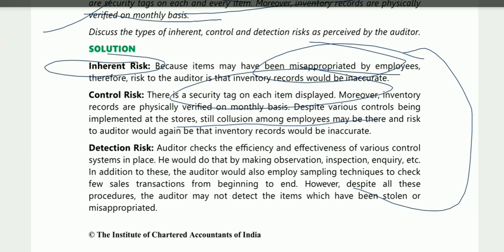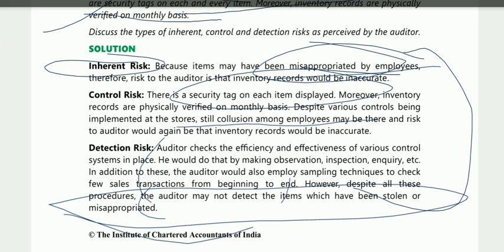The auditor checks the efficiency and effectiveness of various control systems in place. He would do that by making observation, inspection, inquiry. In addition to these, the auditor would also employ sampling techniques to check a few transactions from beginning to end. So what is he doing? He is doing the audit procedure. However, despite all these procedures, the auditor may not detect the items which have been stolen or misappropriated. So this is the misappropriation they are talking about here. And collusion means collusion with outsiders. So despite this, if the employees themselves are involved in the fraud, the auditor may fail to detect the misstatements, okay.